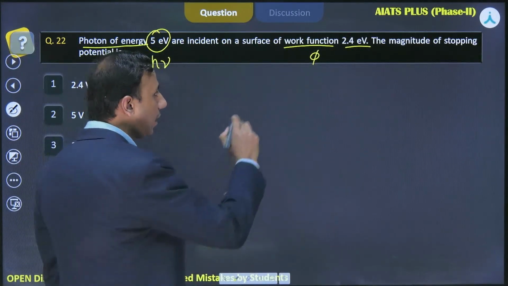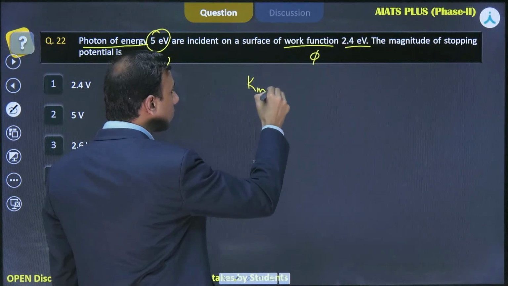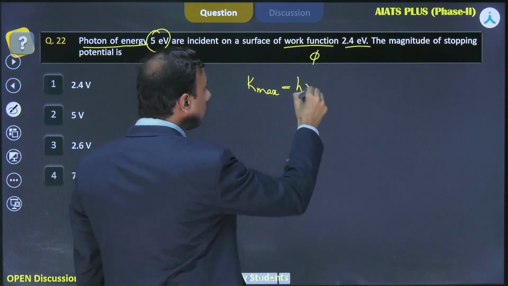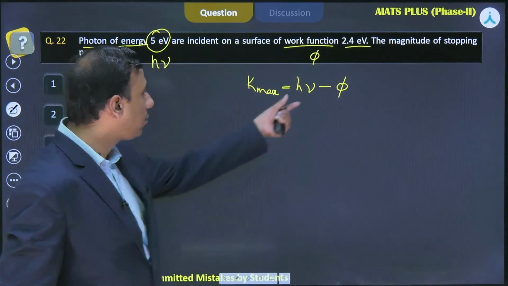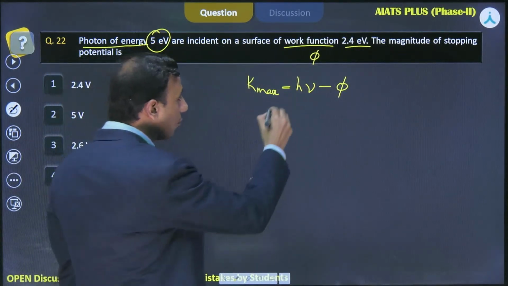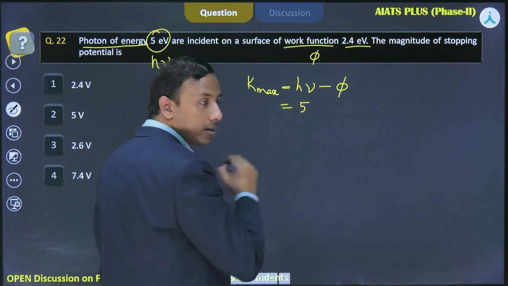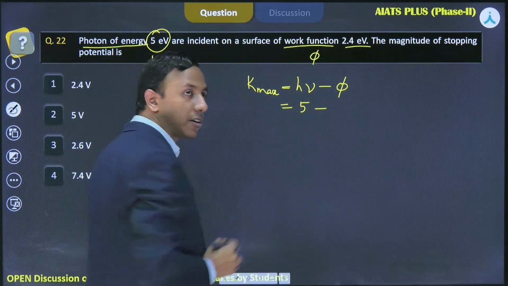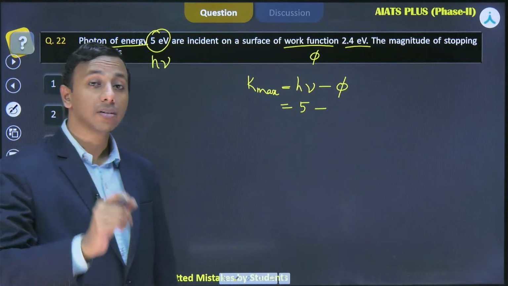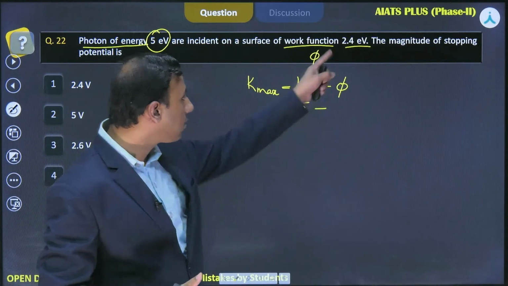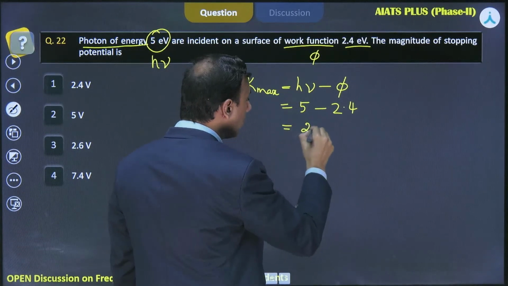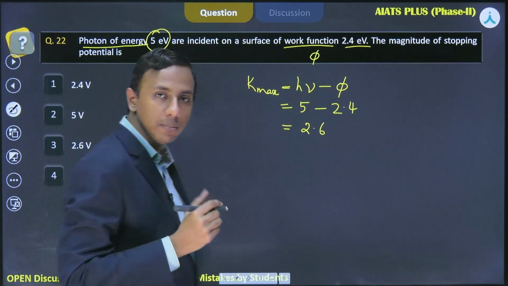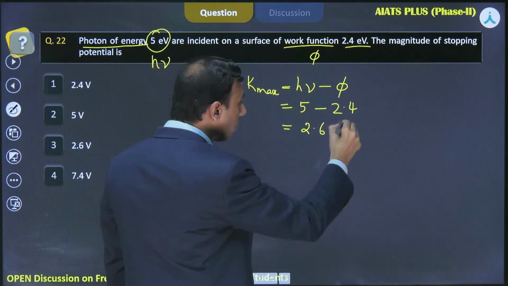So first let's find K max. K max, write the formula. It is h nu minus phi. H nu is how much? 5 electron volt, right? Minus phi is what? Work function, which is due to the metal surface, and that is how much? 2.4, and this comes out as how much? 2.6, and what would be the unit? Electron volt, right? So 2.6 electron volt.